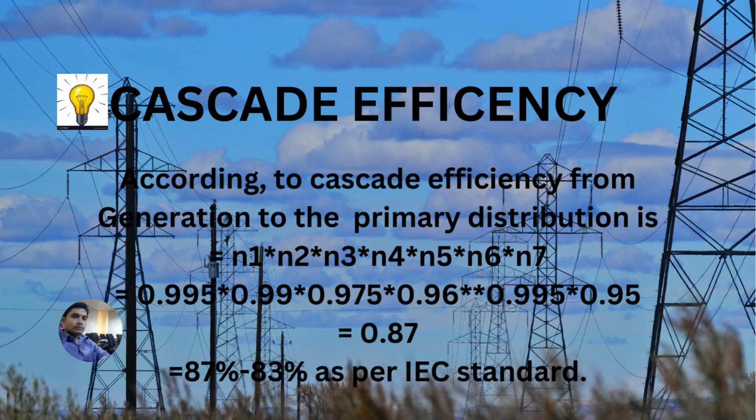Thus, the cascaded efficiency from generation to the primary distribution is 87%. It varies from 87 to 83% depending upon the condition of the line, transformer, etc. So, as per IEC standard, the efficiency of transmission and primary distribution is 87 to 83%.